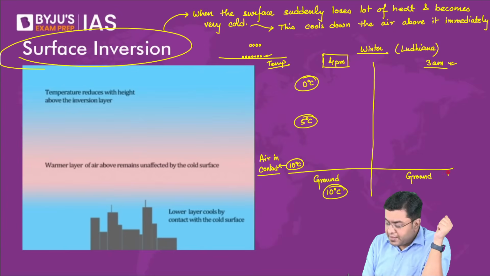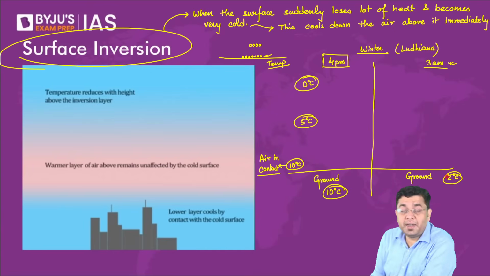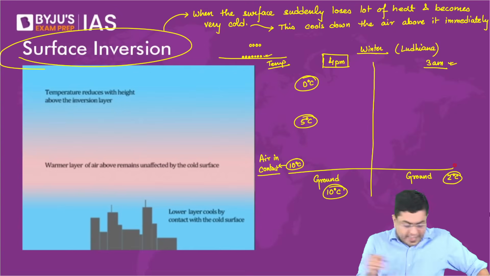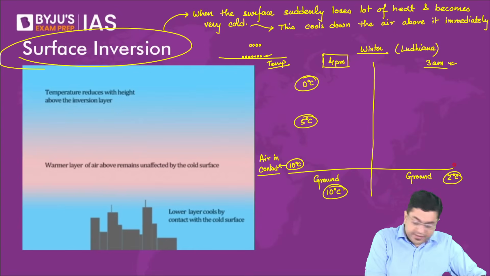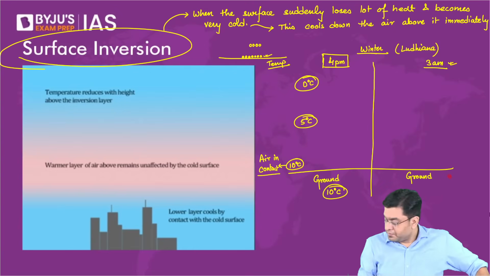So let's assume that the temperature of the ground is 2 degrees Celsius. Now, what will be the temperature of the air immediately in contact with it? Or let's assume, rather than 2 degrees Celsius, 1 degree Celsius or 0.5. So here also, the air in contact will be 1 degree Celsius.